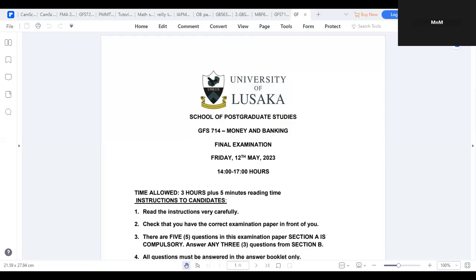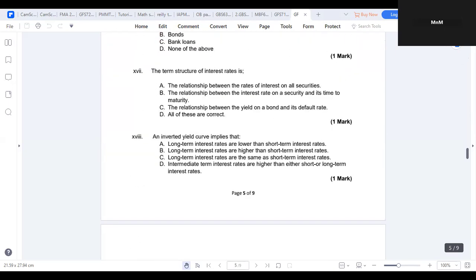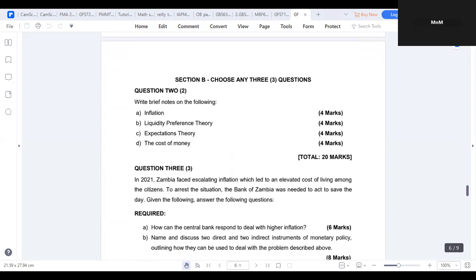Money and banking. We're going to look at the 2023 paper. So the first section is multiple choice, which I'll skip. We'll just quickly go to the second section, where we're going to look at choosing any three.